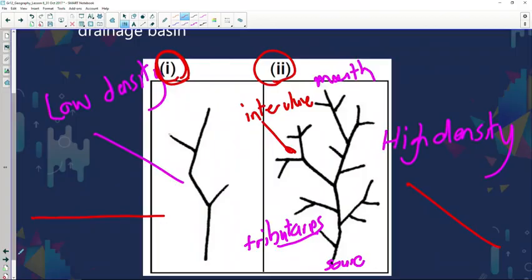And if you look at the high density drainage basin over there, what type of underlying rock do you think is situated over there? Definitely impermeable rock. It doesn't allow the water to infiltrate, so the river rather flows in its river channels. The water flows in the river channels.